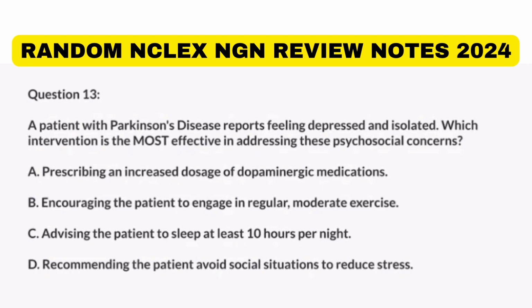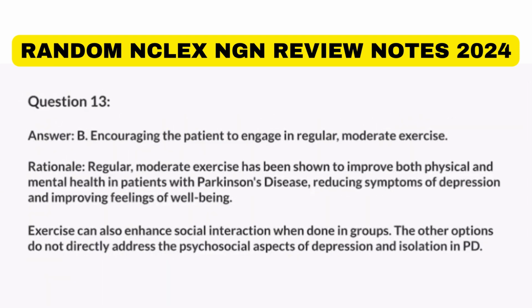Question 13. A patient with Parkinson's disease reports feeling depressed and isolated. Which intervention is the most effective in addressing these psychosocial concerns? A. An increased dosage of dopaminergic medications. B. Encouraging the patient to engage in regular, moderate exercise. C. Advising the patient to sleep at least 10 hours per night. D. Recommending the patient avoid social situations to reduce stress. Answer: B. Encouraging the patient to engage in regular, moderate exercise.